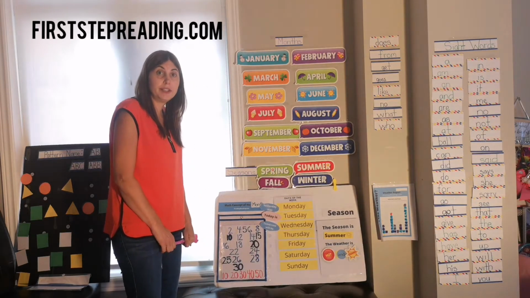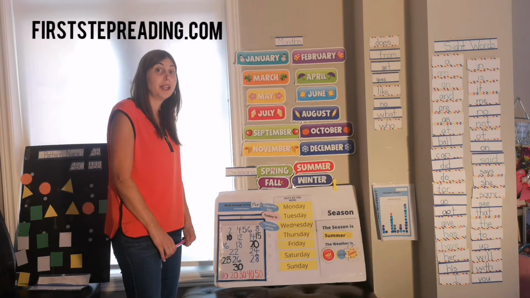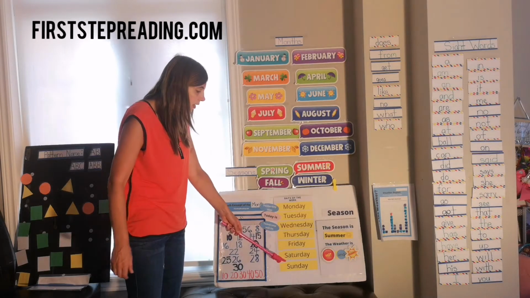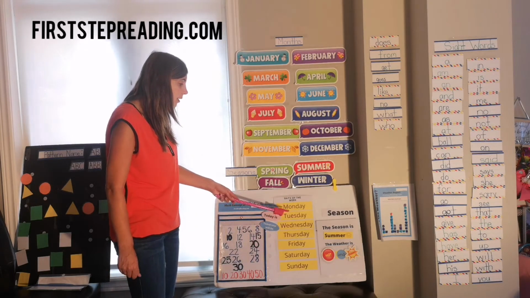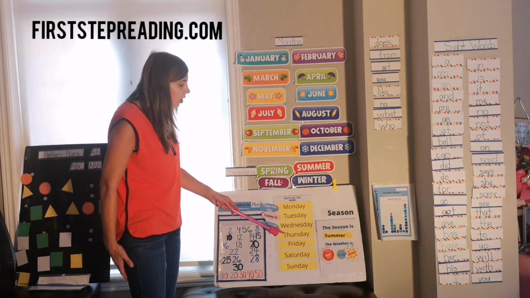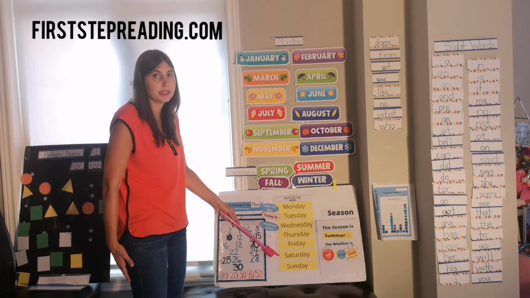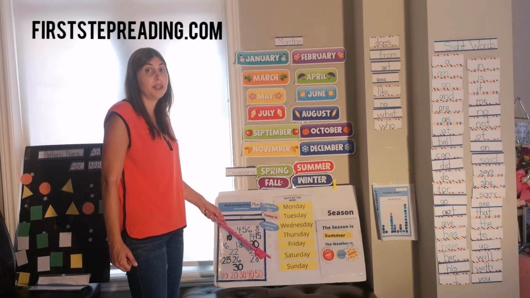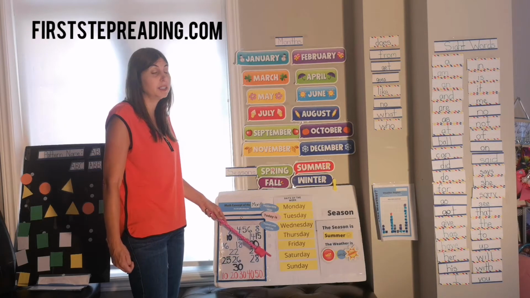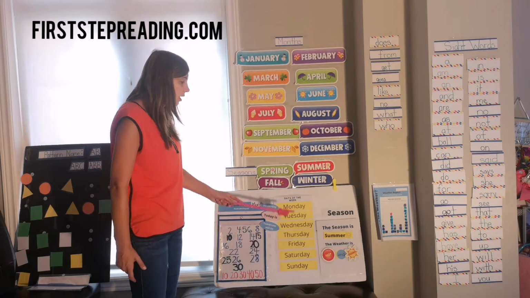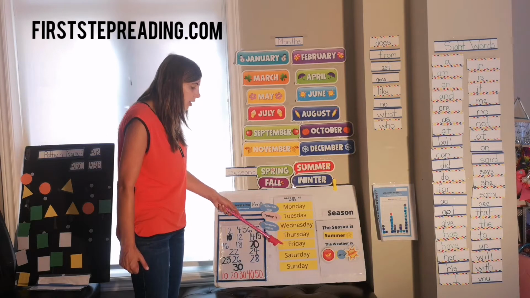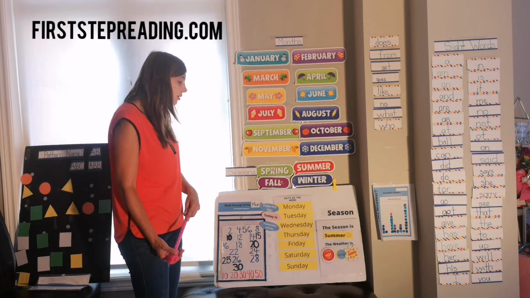There are 7 days, there are 7 days, there are 7 days a week. Sunday, Monday, Tuesday, Wednesday, Thursday, Friday, Saturday. There are 7 days, there are 7 days, there are 7 days a week. Sunday, Monday, Tuesday, Wednesday, Thursday, Friday, Saturday.